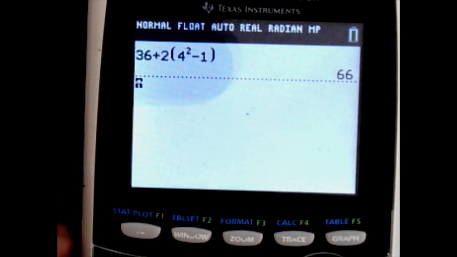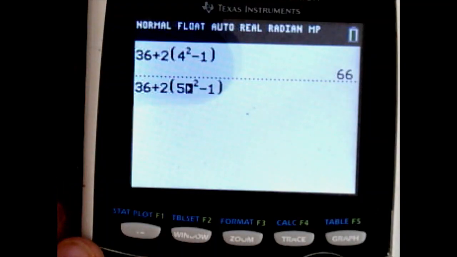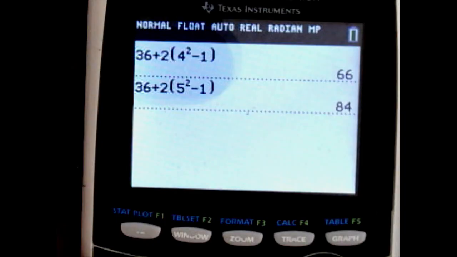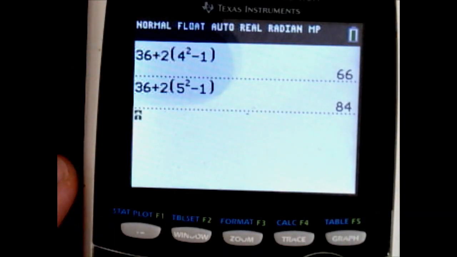Well, you can do second enter, pulls up your previous entry, and you go back to the 4, and you just type a 5 right over the top of it. And that will do your calculations with a 5 now. So if you had to keep changing it to maybe a 6 or a 7, you could do second enter, type in a 6.